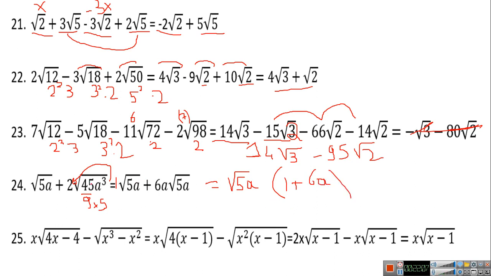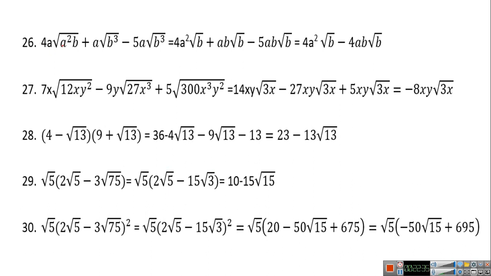Okay? Here I can put 4 in factor. Here I can put x squared in factor. So 4, it goes 2 outside. So 2, and you have 2x root x minus 1. X squared, it goes x outside. So you have the same square root. You can add the coefficients. 2x minus x is x root x minus 1.